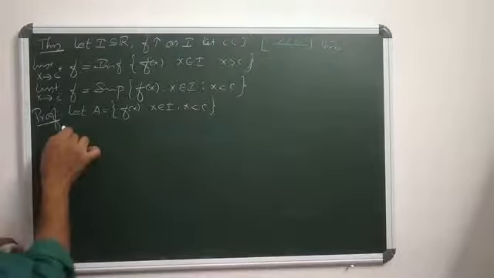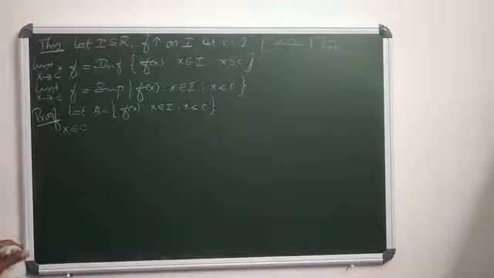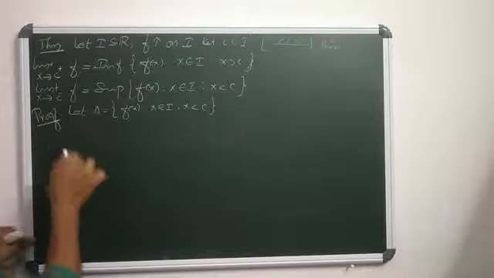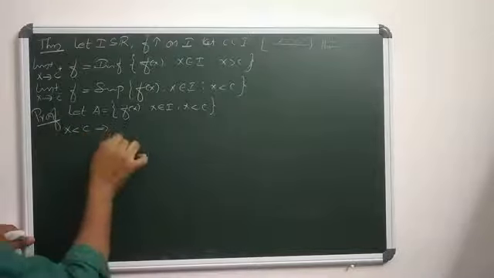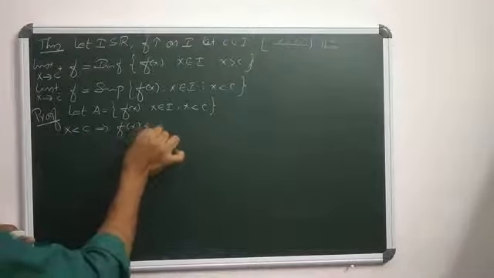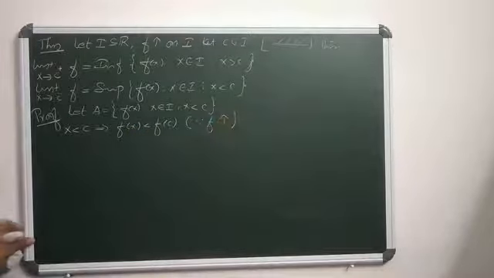Now, x less than c. Sorry, x is less than c. X less than c means f of x is less than or equal to f of c. Why? Because f is an increasing function, a monotonic function.